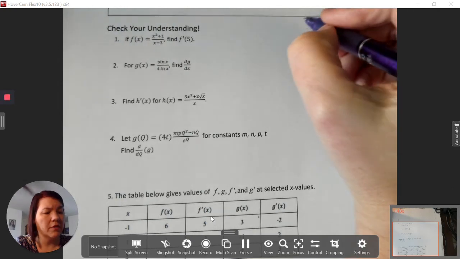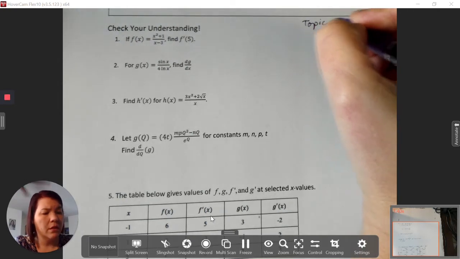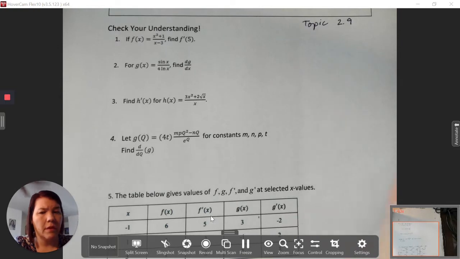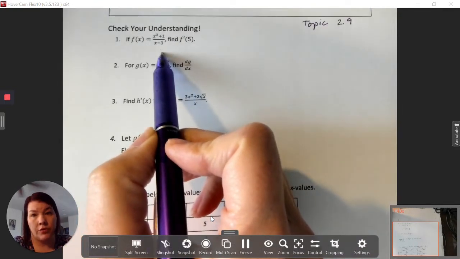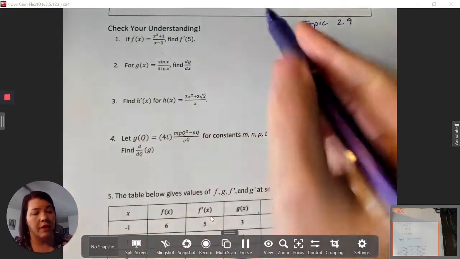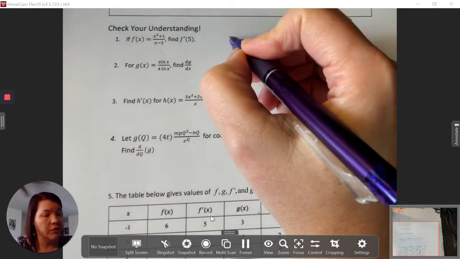All right, this is a check your understanding for topic 2.9. We just learned the quotient rule, so we're going to go ahead and try it out. So if f of x equals this function, find f prime of 5. I'm just going to go ahead and take the derivative straight up.